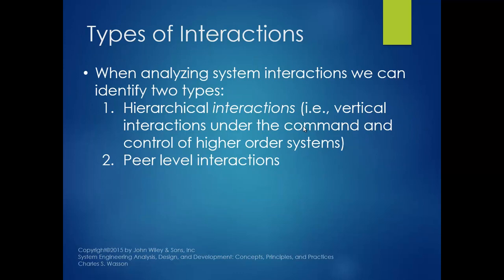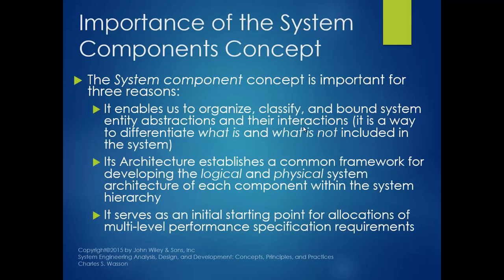The two types of interaction that we can identify are either hierarchical, which comes in vertical interaction under the command and control of higher order systems, or the peer level interaction, which we talked about two slides ago, when we said that a system to a system or subsystem to a subsystem or element to an element interaction, and that's considered the peer level interaction.